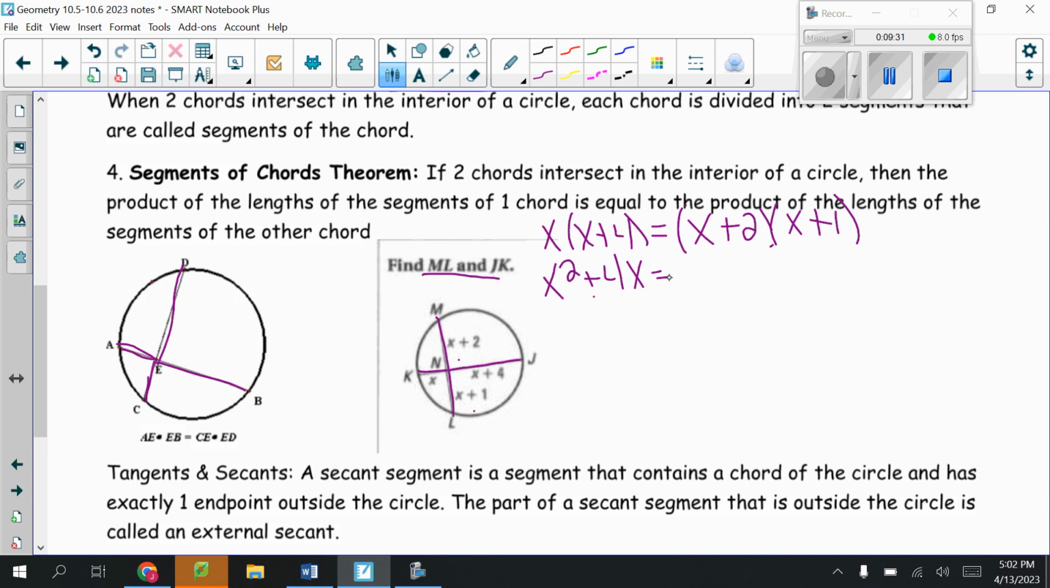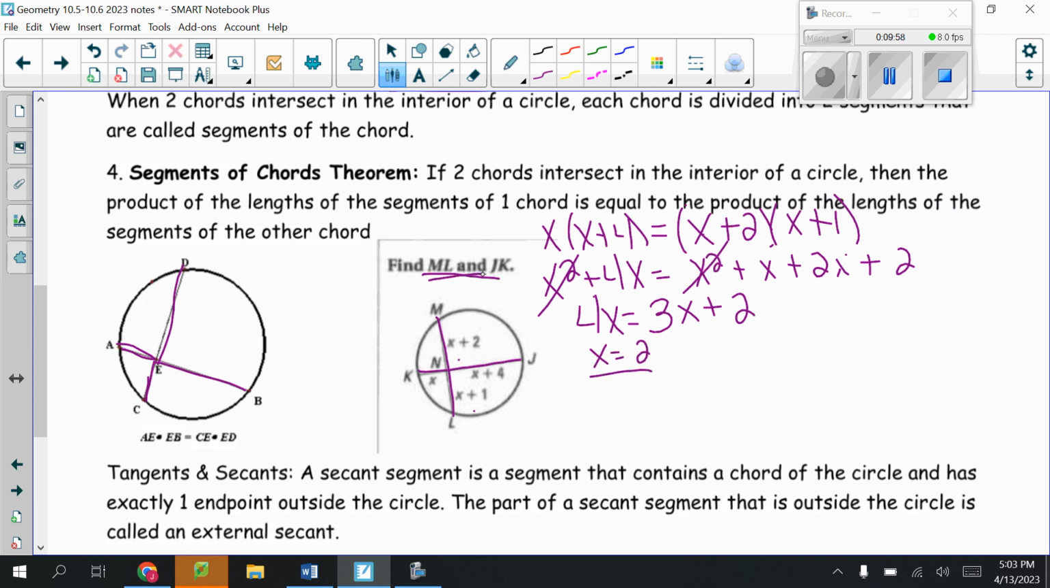Over here, multiplying 2 binomials, so I FOIL. So X times X gets me X squared. X times 1 gets me X. 2 times X, 2X. And 2 times 1, 2. I can see that when I move this X squared over, my X squareds cancel. So now I have 4X equals, I'm going to combine like terms here and get 3X plus 2. Subtract 3X, so I get X is equal to 2.